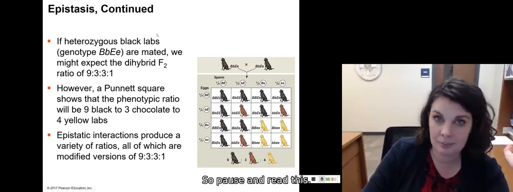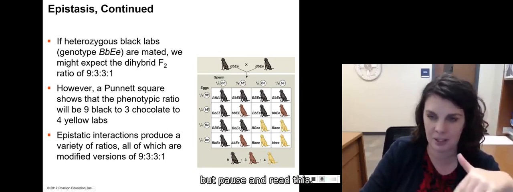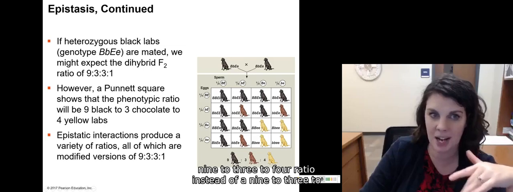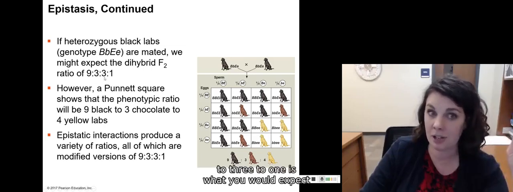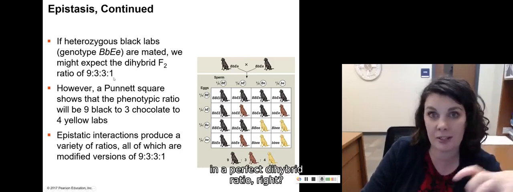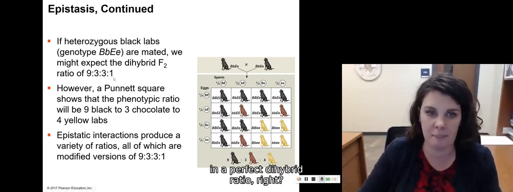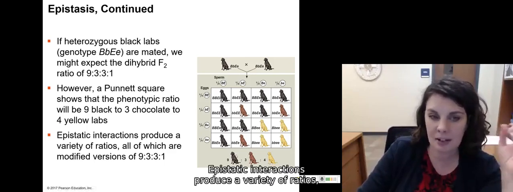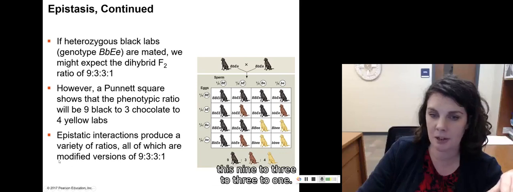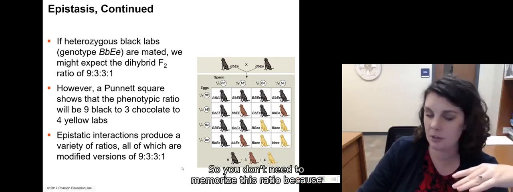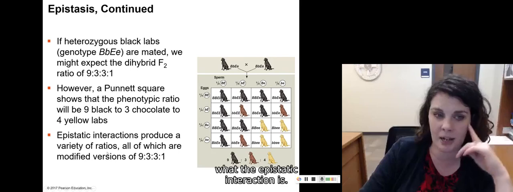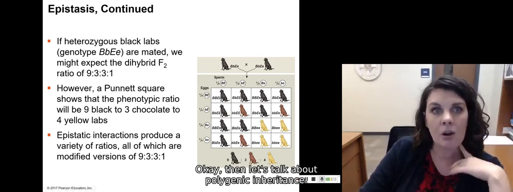So pause and read this. I'm not going to read it to you, but pause and read this so you can understand how we get that 9:3:4 ratio instead of a 9:3:3:1. A 9:3:3:1 is what you would expect in a perfect dihybrid ratio, right? Instead, you get this 9:3:4 because it is epistatic. Epistatic interactions produce a variety of ratios, but they're all going to be modified from this 9:3:3:1. So you don't need to memorize this ratio because that changes depending on what the epistatic interaction is.